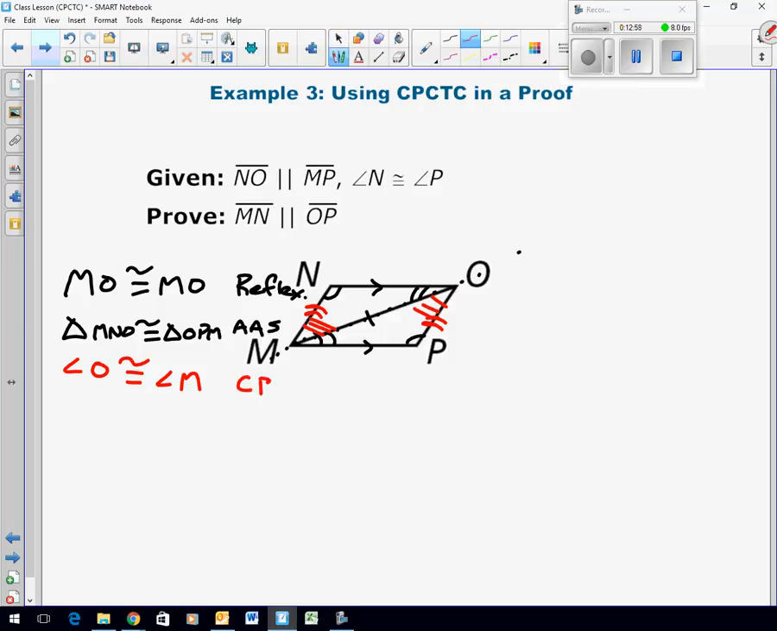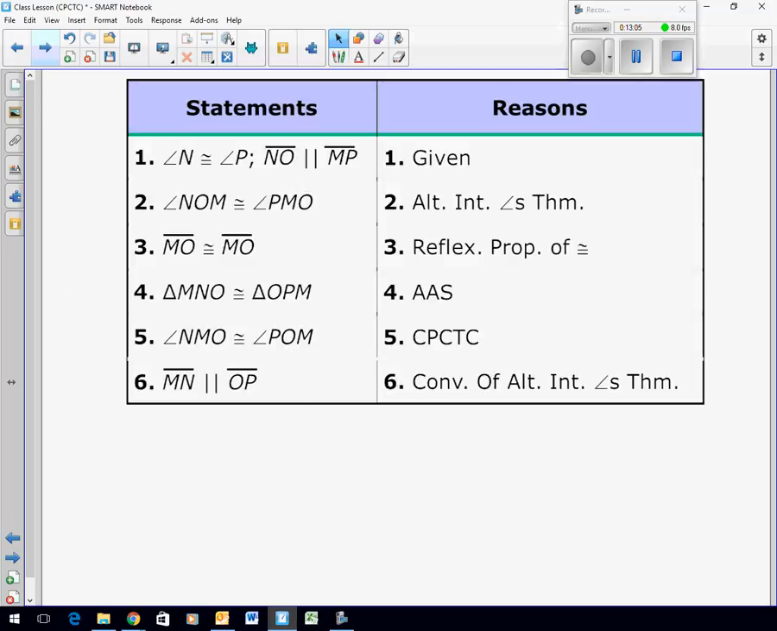And if you want to see it as a two-column proof, look here, because this is what you're going to be doing. Is it always going to be the CPCTC? Yeah, it is going to be used every time today. What do we always start with? The given.